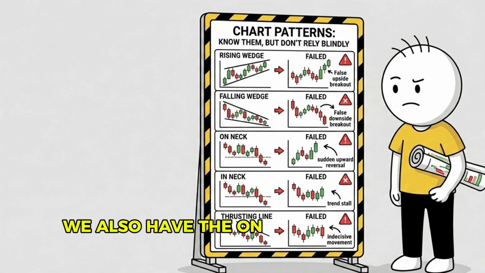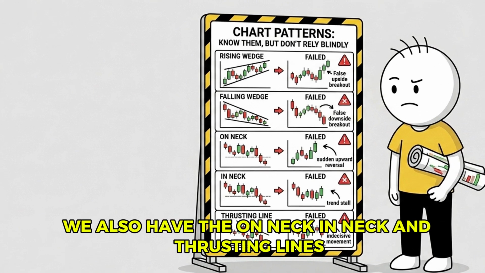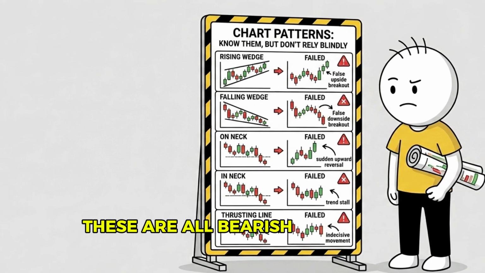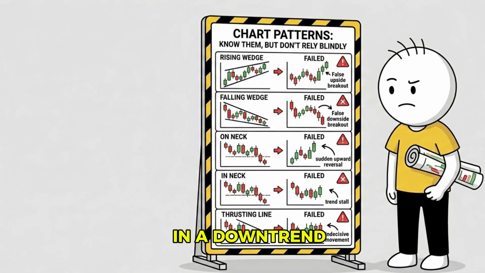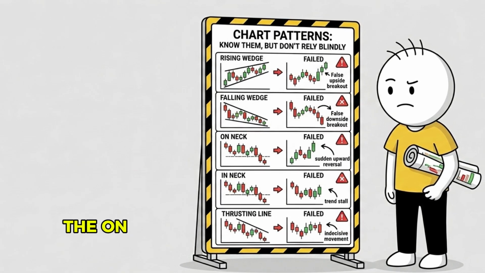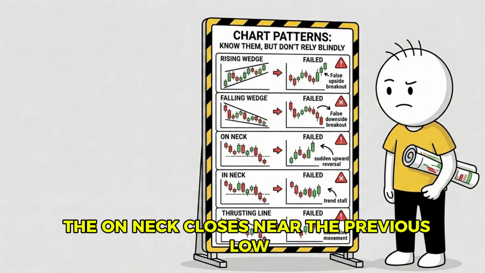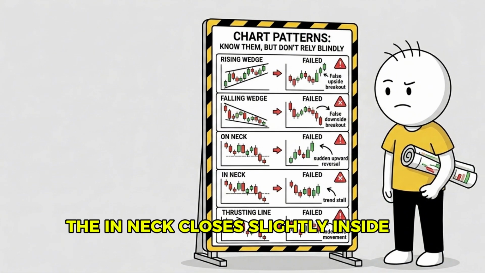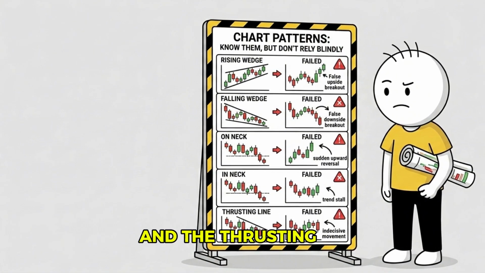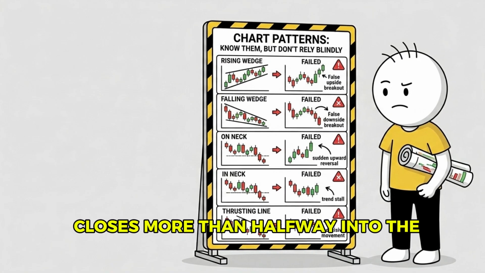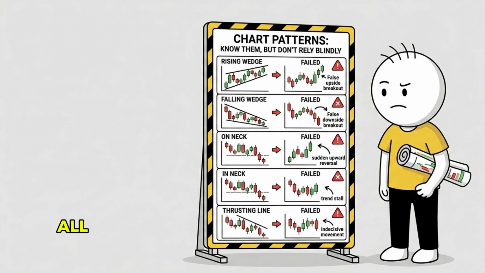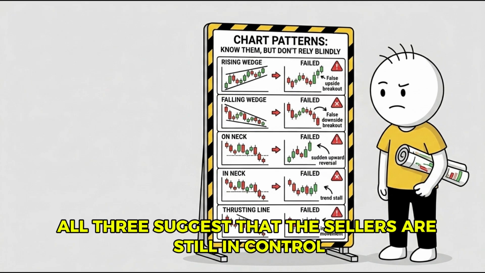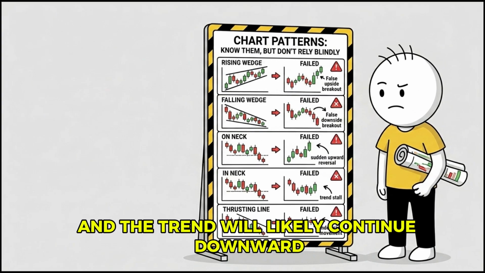We also have the on-neck, in-neck, and thrusting lines. These are all bearish two-candle continuation patterns in a downtrend. The on-neck closes near the previous low, the in-neck closes slightly inside the previous body, and the thrusting line closes more than halfway into the previous body. All three suggest that the sellers are still in control and the trend will likely continue downward.